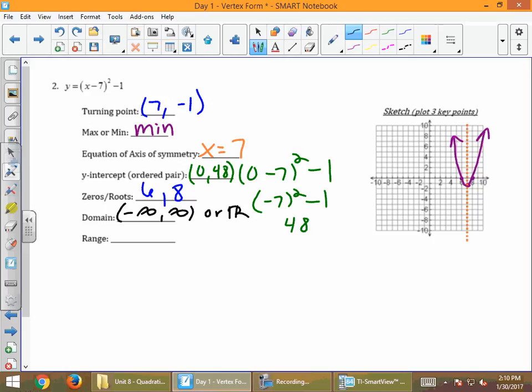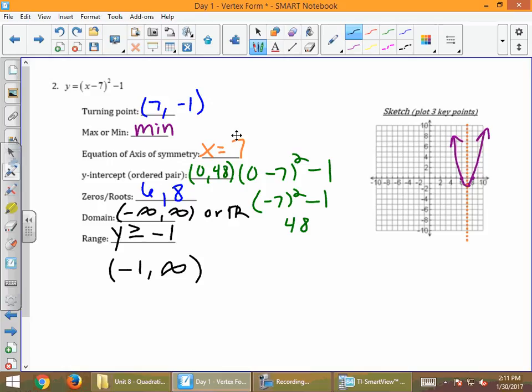The range is what's going to be different. Think: what's the last y value our graph touches? Negative 1. And is it all the y values bigger than negative 1 or smaller than negative 1? Bigger than. So how would we write it? y is greater than or equal to negative 1. Very good. You might also see it written in interval notation. How would we write that in interval notation? Yeah, very good, because it's pointing up to infinity.